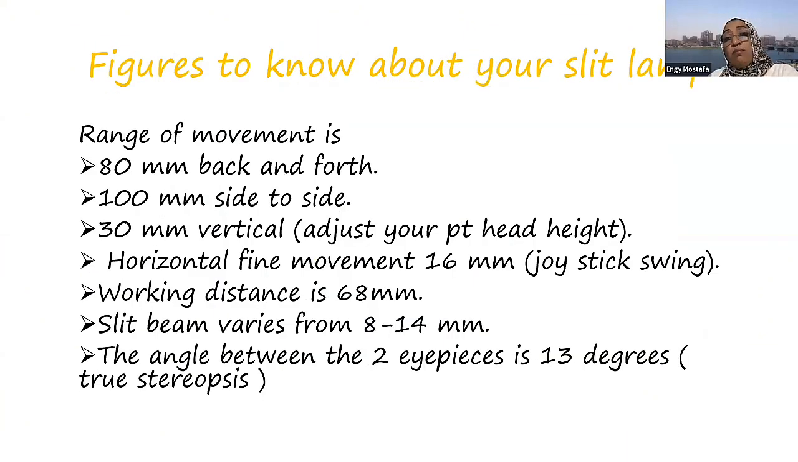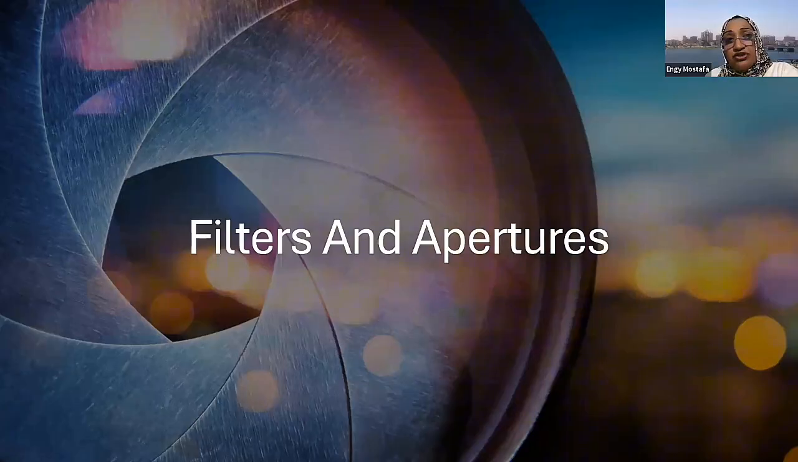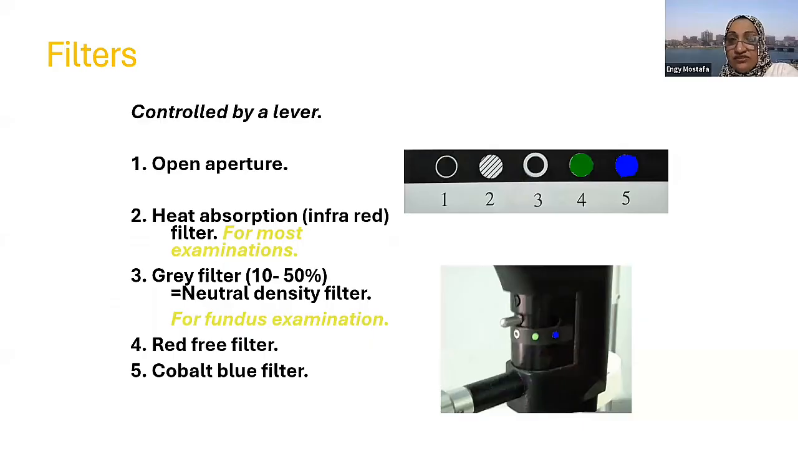If you want to buy a slit lamp or examine one for your clinic, you should know the dimensions, the working distance, and the angle between the two pieces, which is 13 degrees for true stereopsis. And we have to know our filters and apertures. So what are the filters? We add those filters to add more clarity to our procedure. This is the open filter aperture, where it is open for any filter that you can add to your device, while there is a heat absorption or infrared filter, the gray filter, the red-free filter, and the cobalt blue filter. So let's go through them.